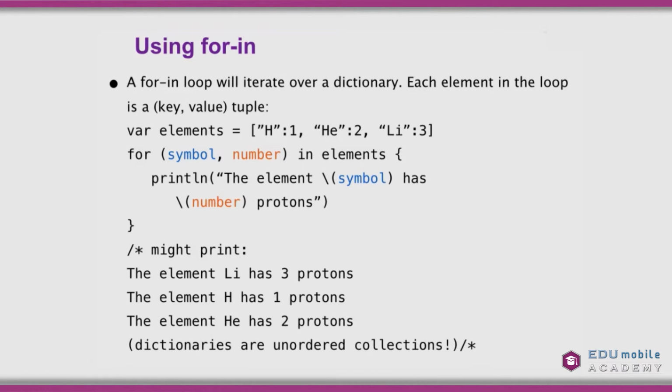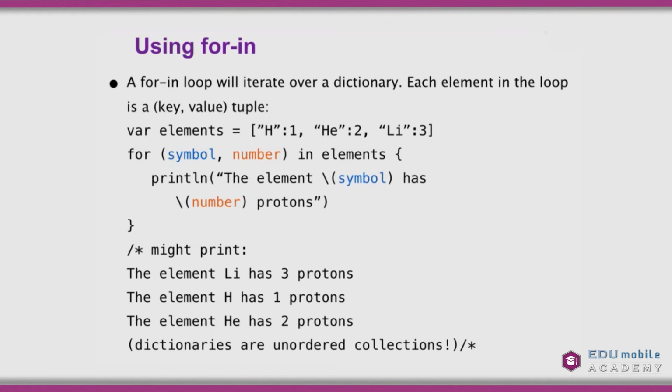So we can also iterate over a dictionary using a for-in loop, and every element in the loop is going to be a key value tuple. So let's say we have elements as a dictionary. H is 1, hydrogen is 1, helium is 2, lithium is 3. So now notice, we have to give it the key value pair, and these are named. So for (symbol, number) in elements, print the element having the symbol, that's the key, has number protons, number being the value.